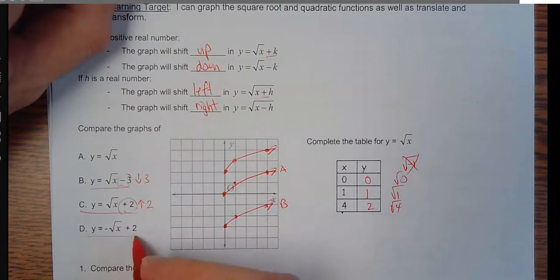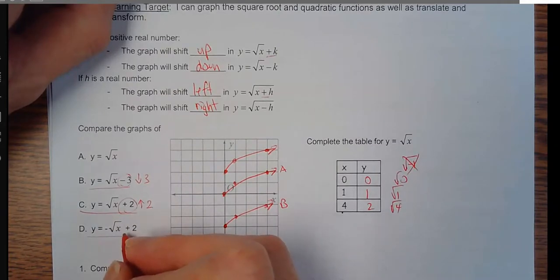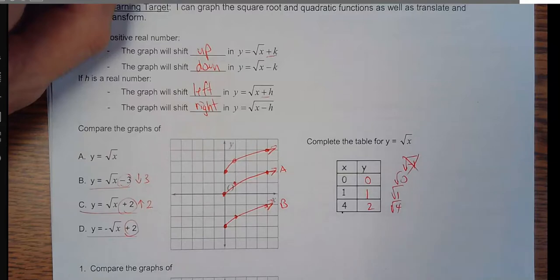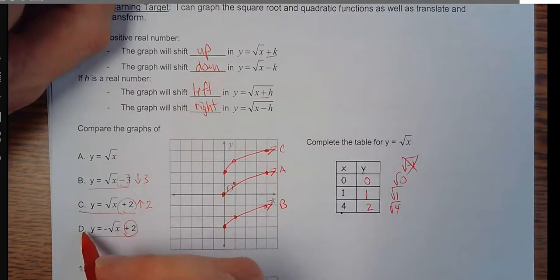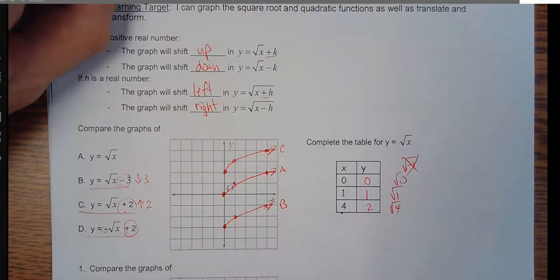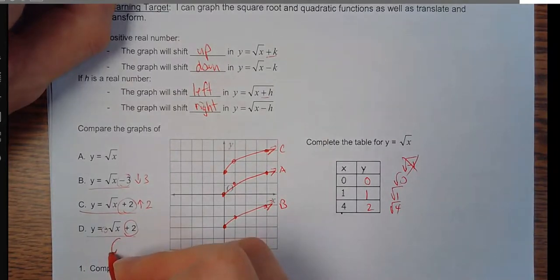And then the last one here, I've got a couple things going on. I'm going to move it up 2 units, which is C. So C and D look a lot alike, but then I've got this negative here, which means flip it. It means flip it down.